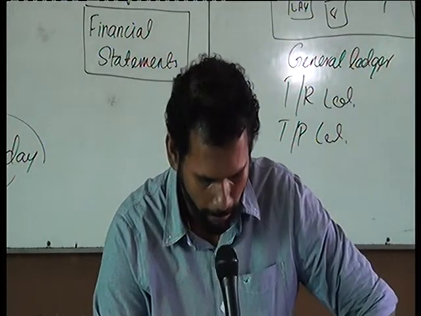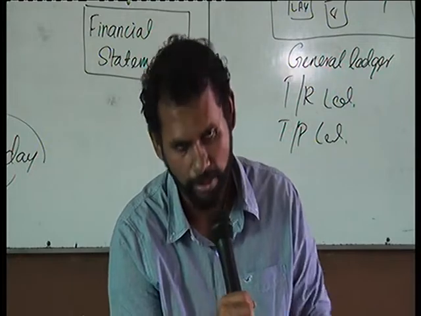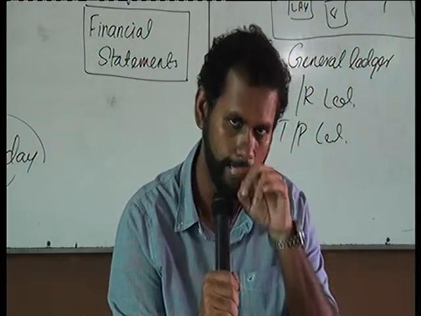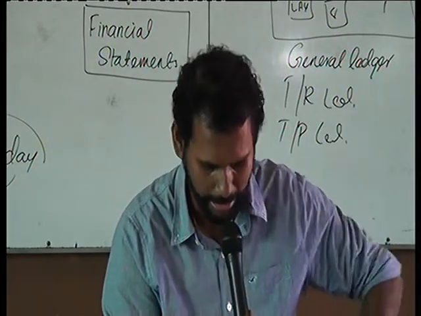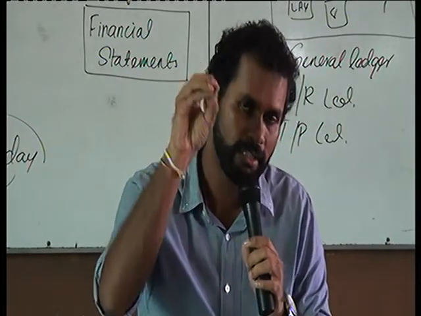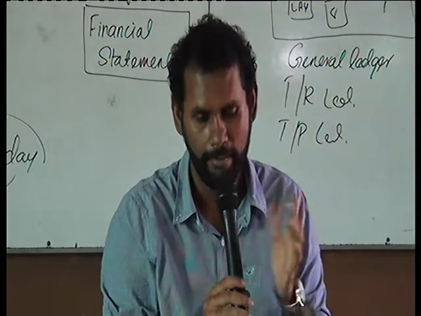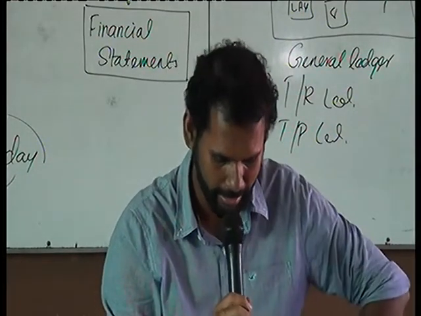And then the prime entry book for the relevant receipts is the cash book. So if there is a cash receipt, we will be recording it in the cash book. Ledger account is also the cash book. That's what I said. The cash book acts as a prime entry book as well as a ledger account.